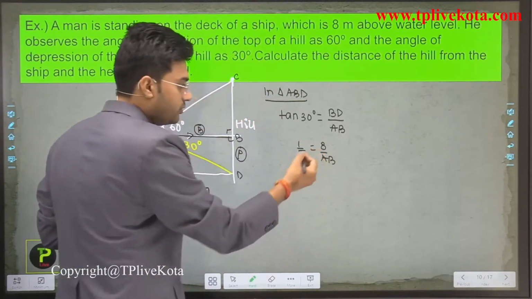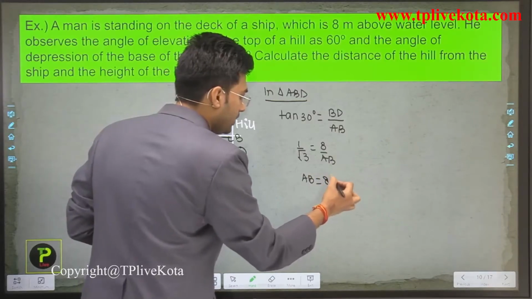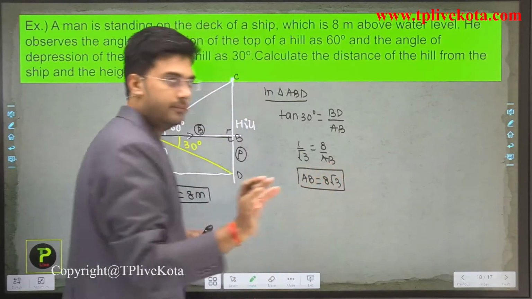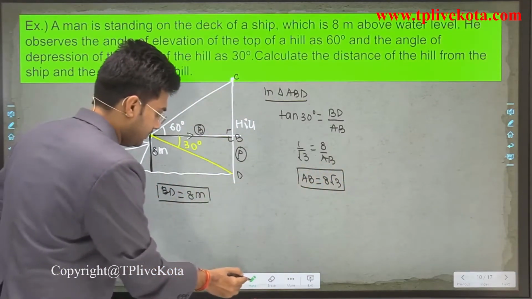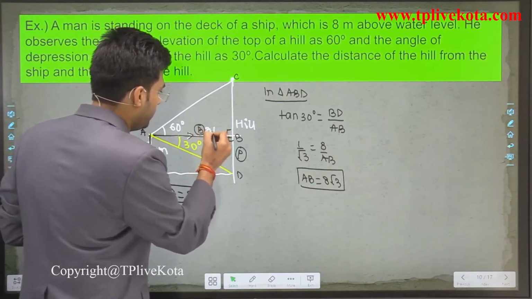So students, when we solve this, what will we get? AB is equal to 8 root 3. AB is equal to what? It is 8 root 3. Clear? Now this is 8 root 3.